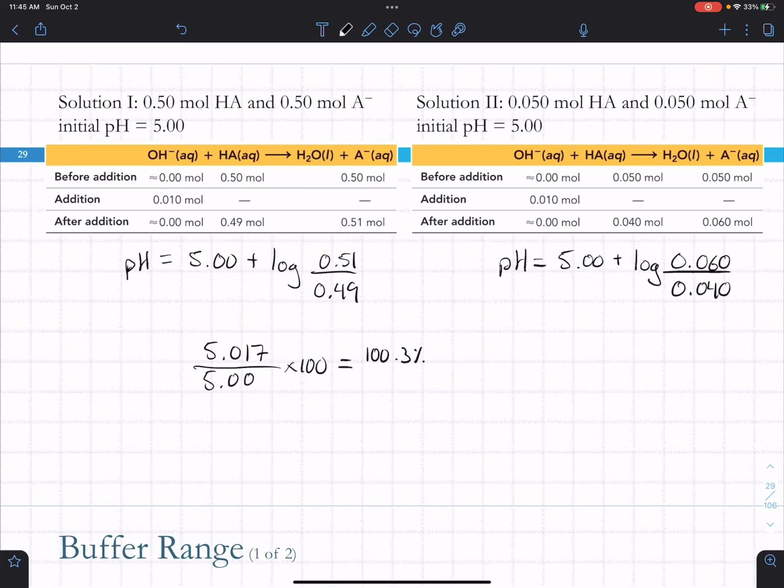So we'll do 5 plus the log of 0.06 divided by 0.04, and that's going to give us a pH of 5.176. So 5.176 divided by our initial pH of 5 times 100 means that we've actually increased here by 3.5%. All right, and actually if you take this out, it's 0.35. So we got 10 times as much change in pH when we had 10 times less, or 1/10 of the initial concentrations.